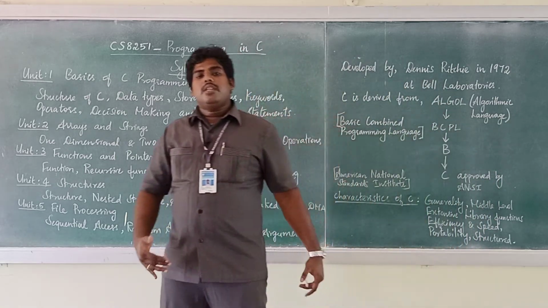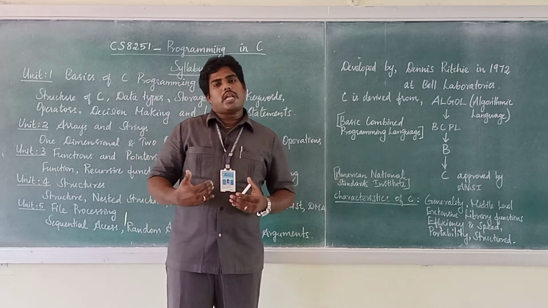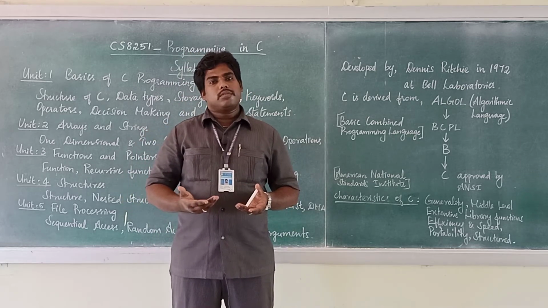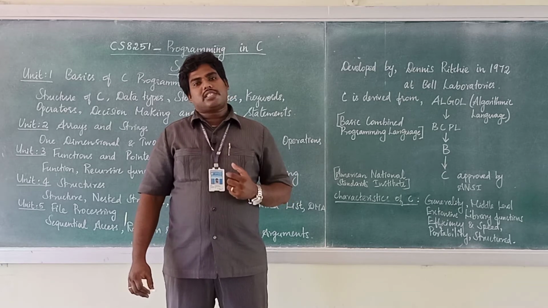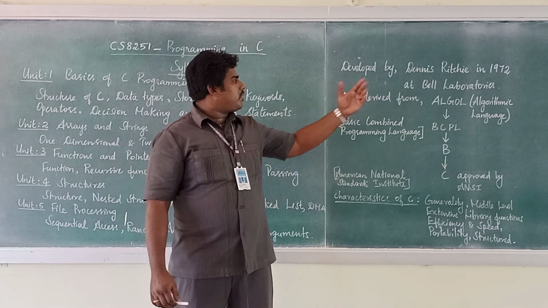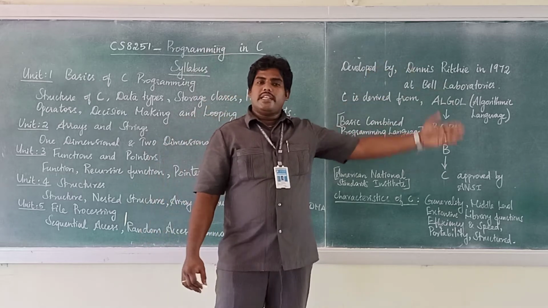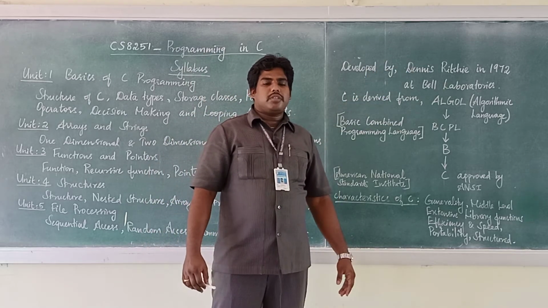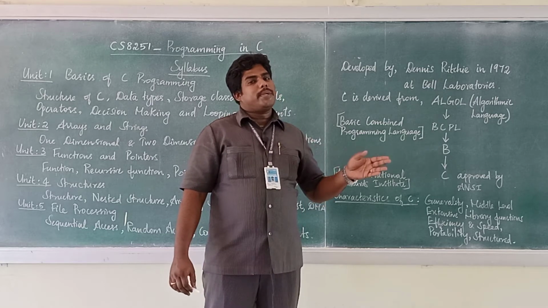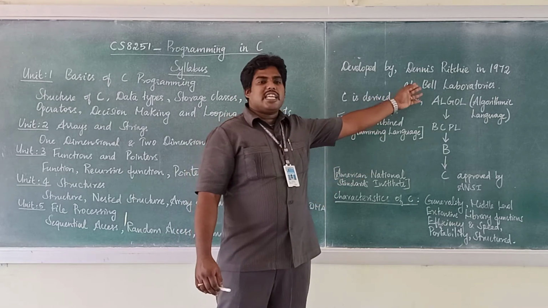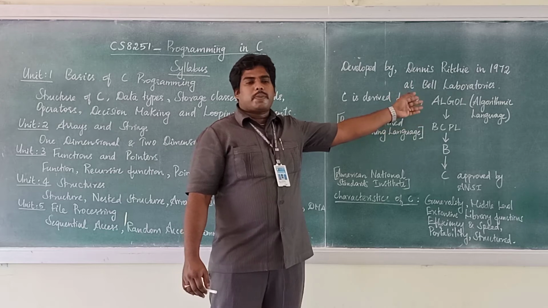Okay, then who developed C programming? Actually, C programming was developed by Dennis Ritchie in the year 1972. It was developed by Dennis Ritchie in 1972 in the US only. He developed it in a lab called AT&T Bell Laboratories, which is present in the US.